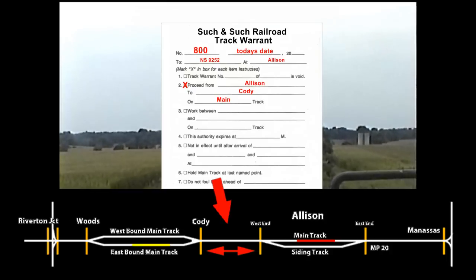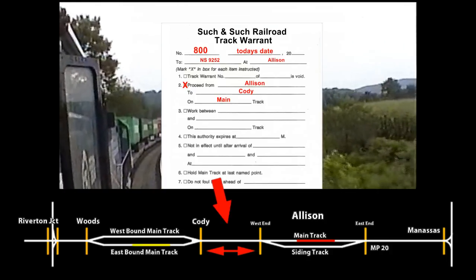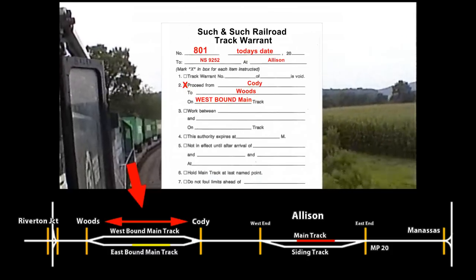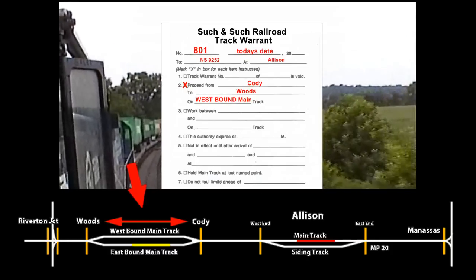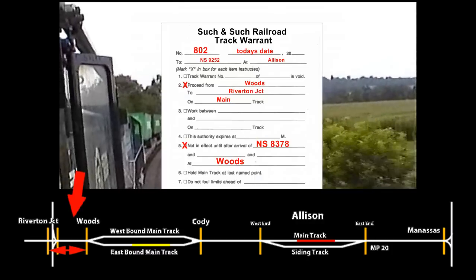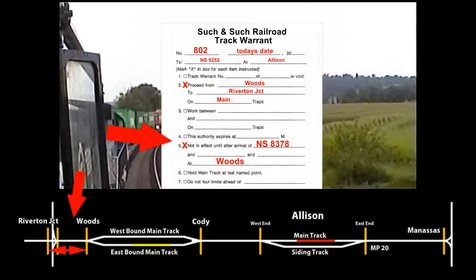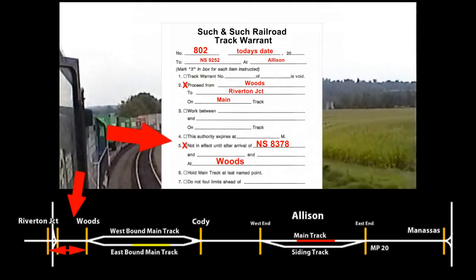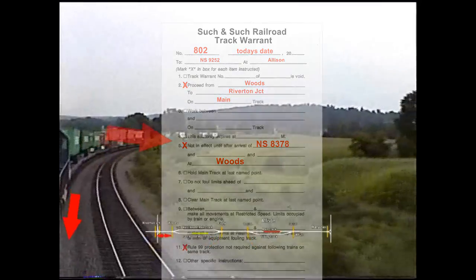Okay, here's the breakdown. Track warrant number 800 will get us from Allison to Cody on the single main track. Next up, track warrant number 801 will get us from Cody to Woods on the westbound main track. Track warrant number 802 is a little different. We can go from Woods to Riverton Junction, but by checking box 5, not until after the arrival of locomotive number 8378. We'll be looking out.